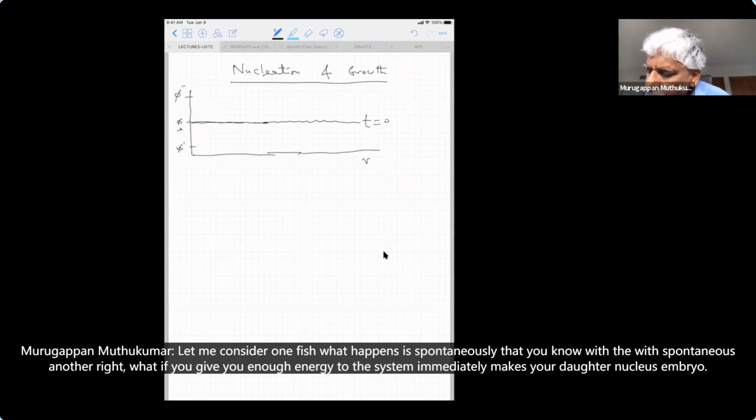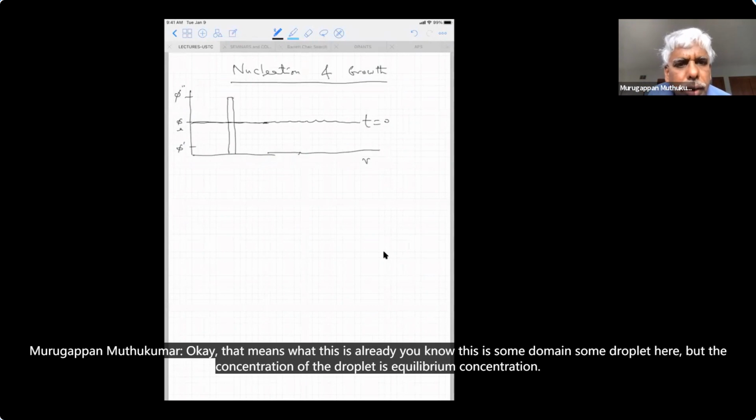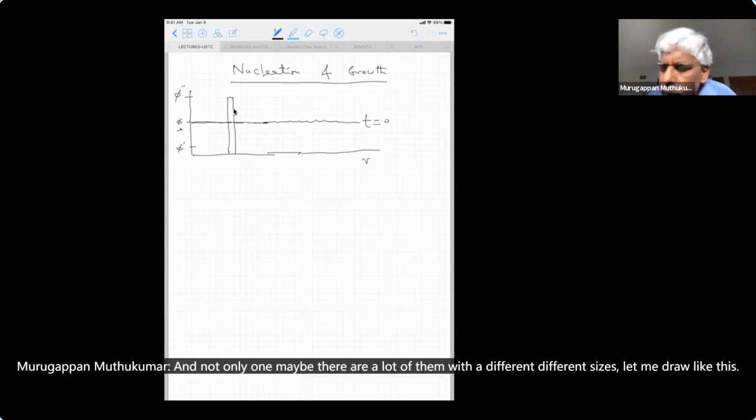What happens is, spontaneously, well, spontaneous is not the right word. If you give enough energy to the system, it immediately makes a daughter nucleus, an embryo. That means this is already some domain, some droplet here, but the concentration of that droplet is the equilibrium concentration. And not only one, maybe there are several of them with different sizes.